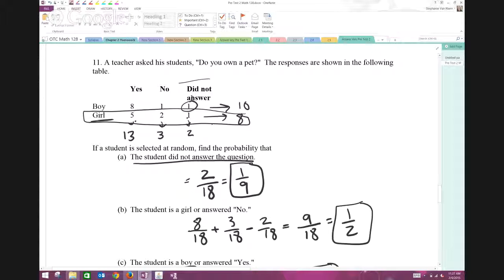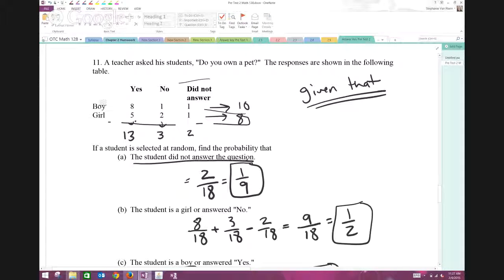The probability they didn't answer the question is the number of people that didn't answer the question that were girls, divided by the total number of girls. So be very careful with the given that conditional. And that really wasn't on the pre-test.